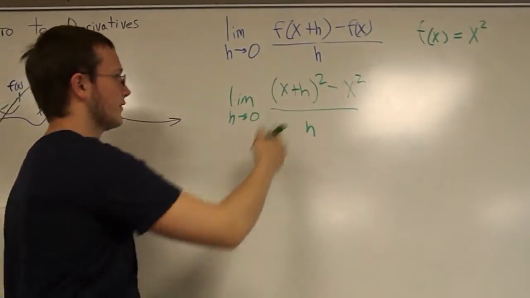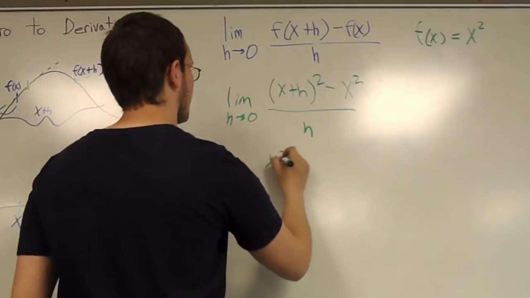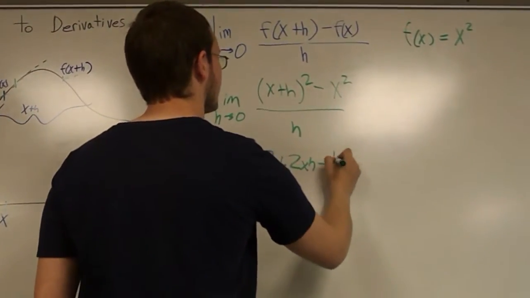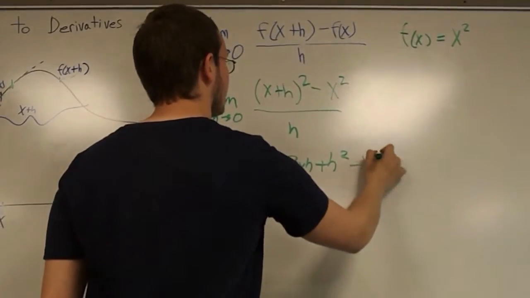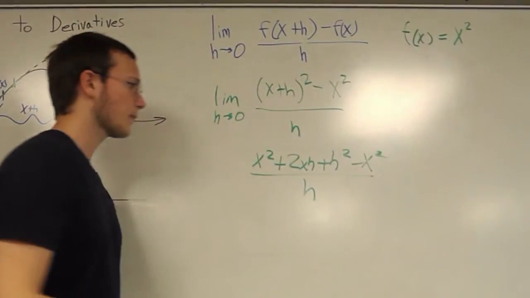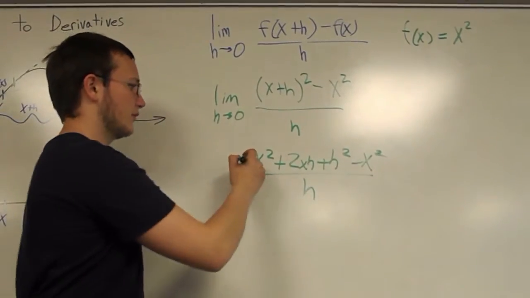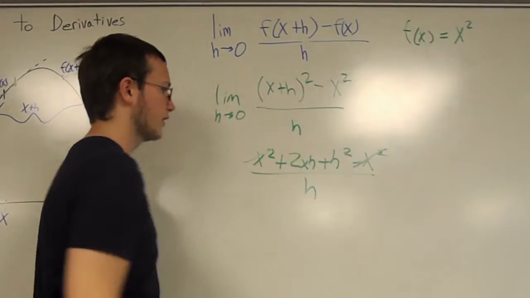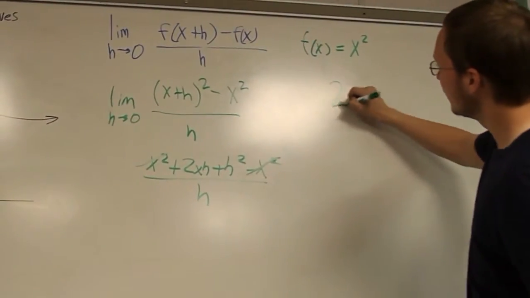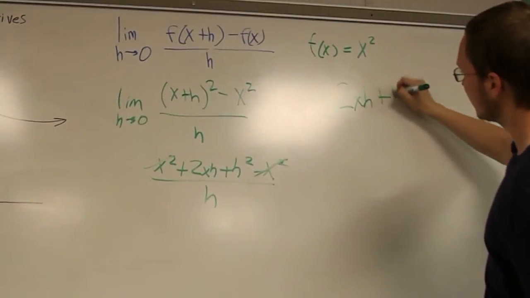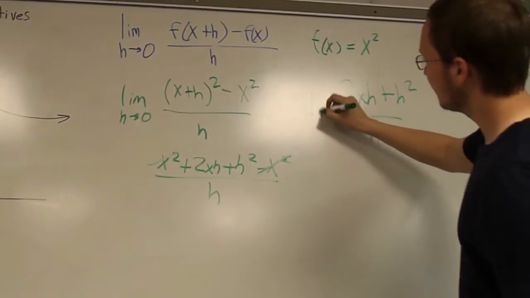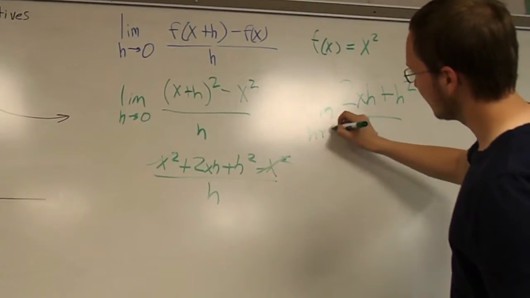So let's do some algebra and figure this out. It's going to be x squared plus 2xh plus h squared minus x squared, all over h. And then you see here these two x squareds are going to cancel each other out because one's positive and one's negative. So, moving over here, we'll have 2xh plus h squared all over h as the limit as h approaches 0.